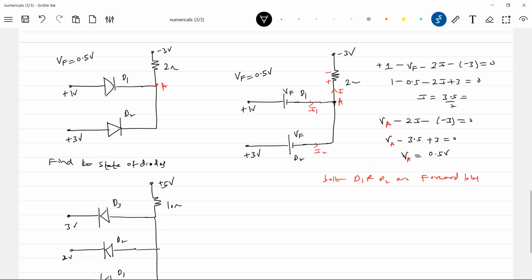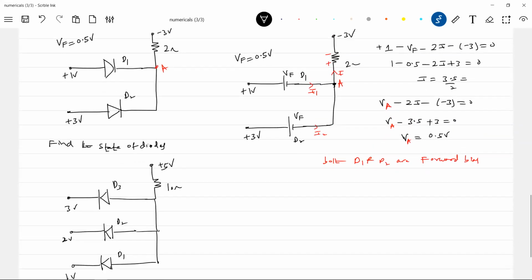Some of you ask like this: what did you do, sir? Like you did like this, no? Okay, what I will write in this way. Or some students ask, what's wrong? Why are you looking at only this branch? Why not this branch? Okay, let's see.